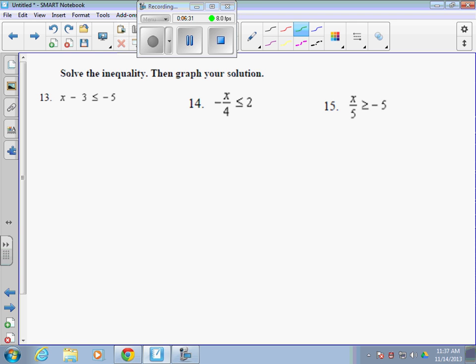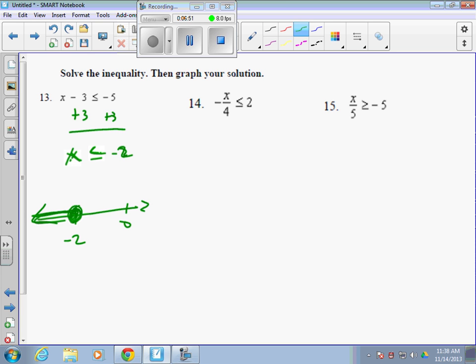Solve and graph it: undo -3 by adding it. X is less than or equal to -2. When you graph that, negative 2 is on that side of 0. Less than or equal to means color it in. Less than means go that direction.